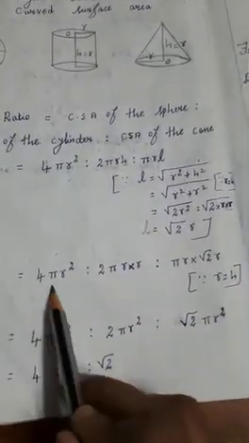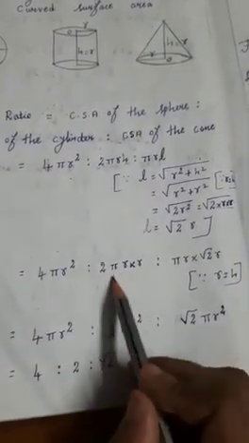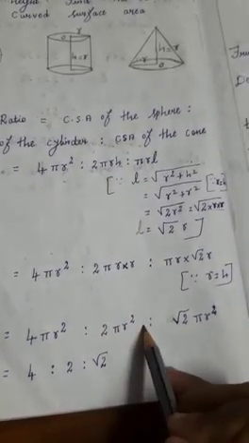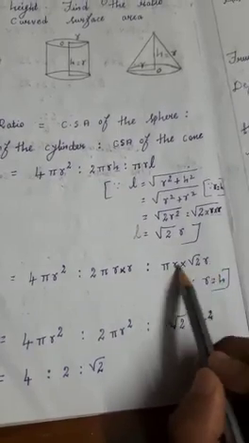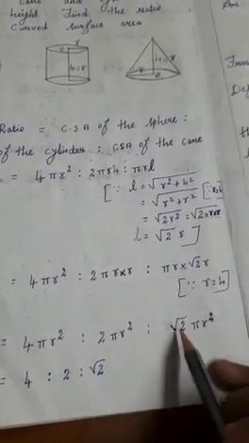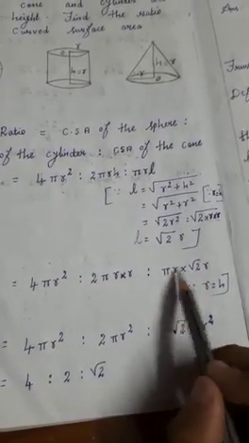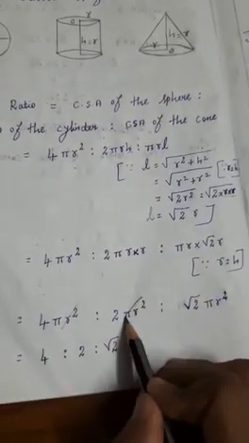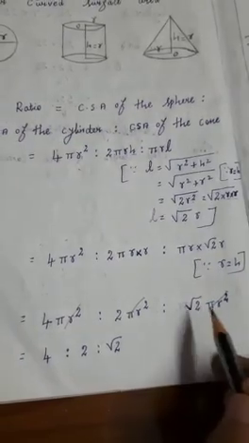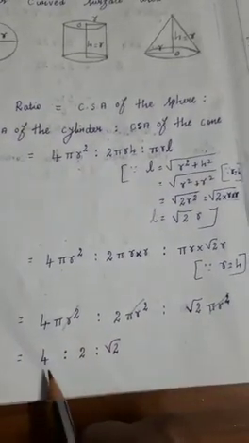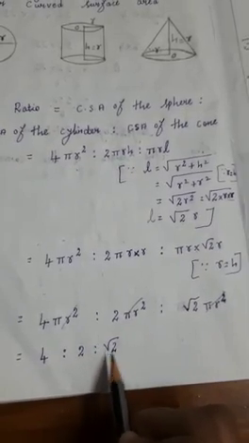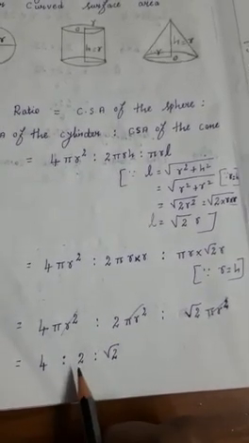So now equal to 4 pi r square is to, here 2 pi r, r 2 times, so 2 pi r square you can write, is to, here also r 2 times, so you can write root 2 pi r square. Now pi r square is common in all three, so can you cancel it? The remaining is 4 is to 2 is to square root of 2. Here again you can simplify.